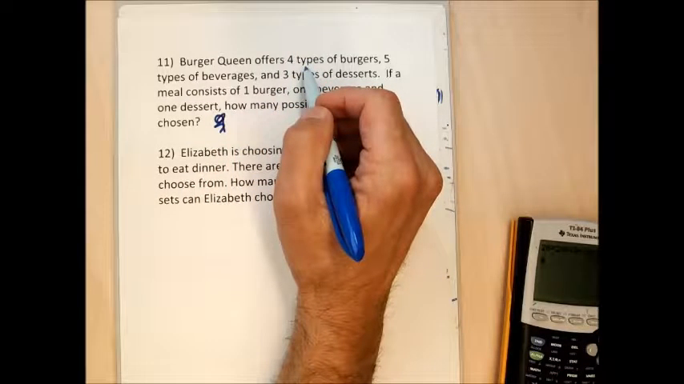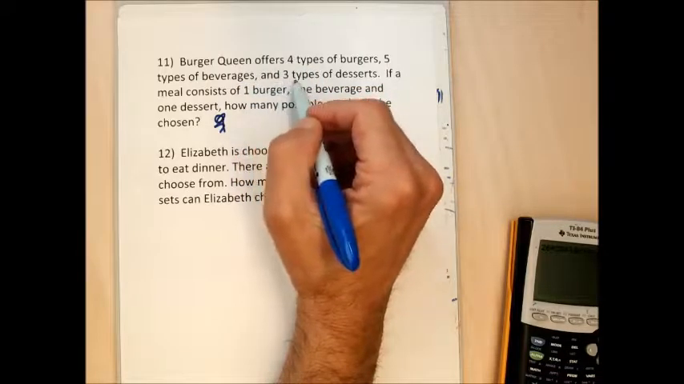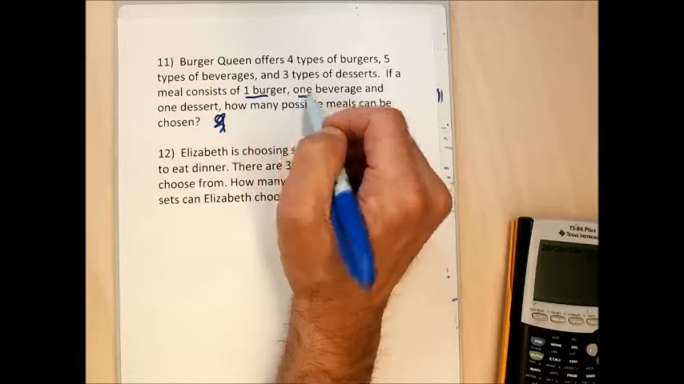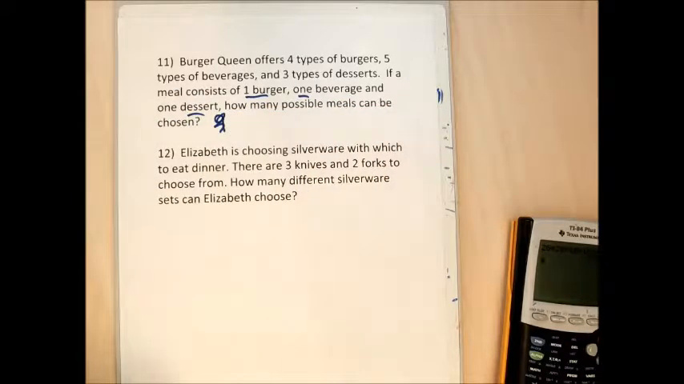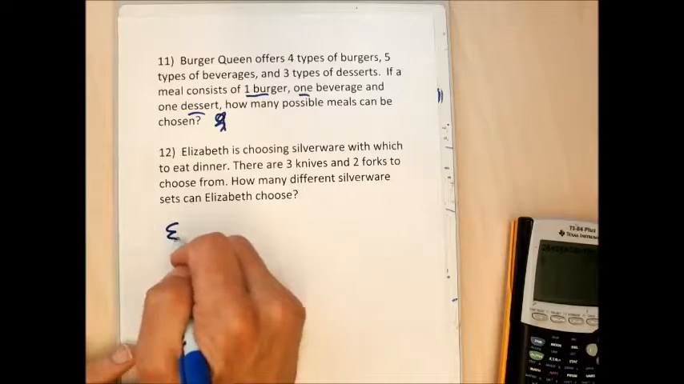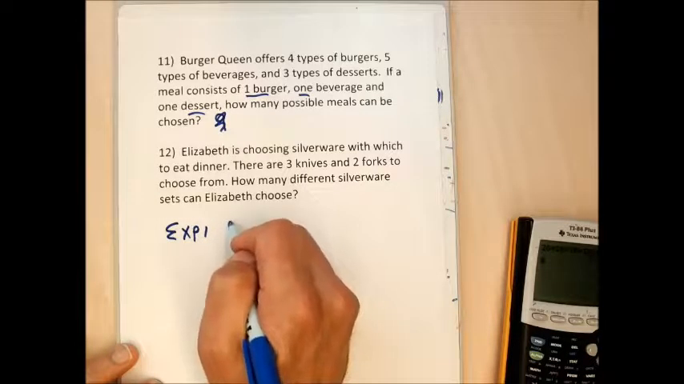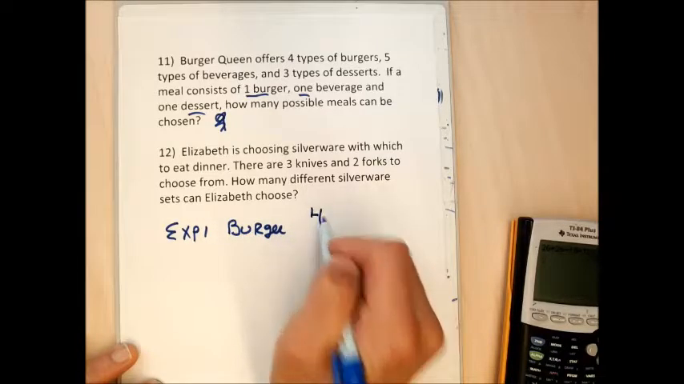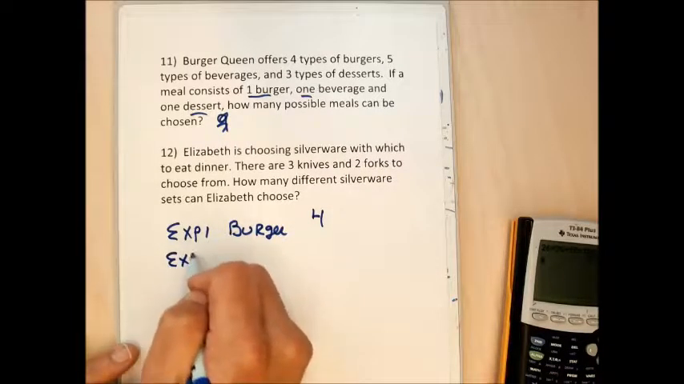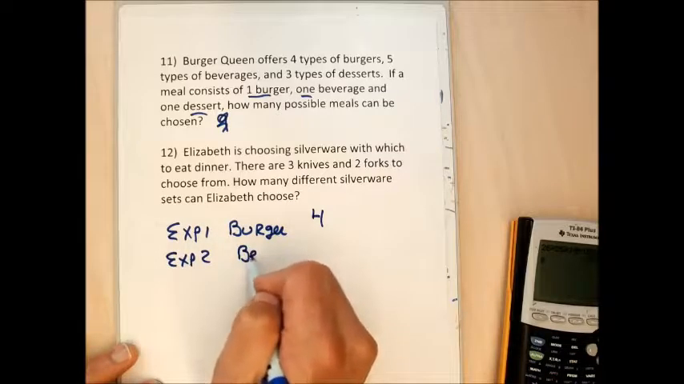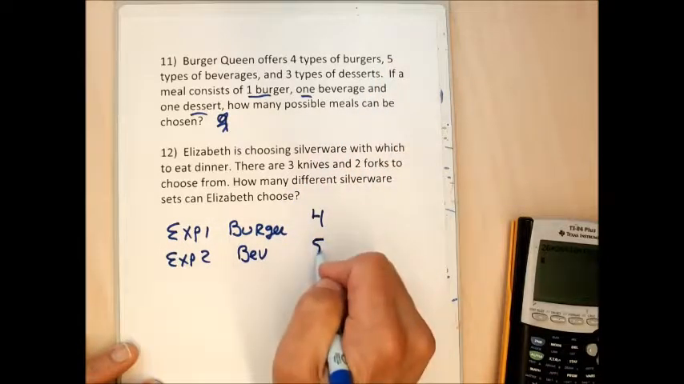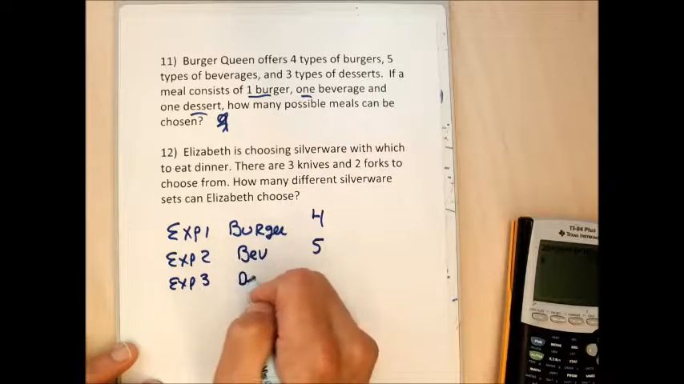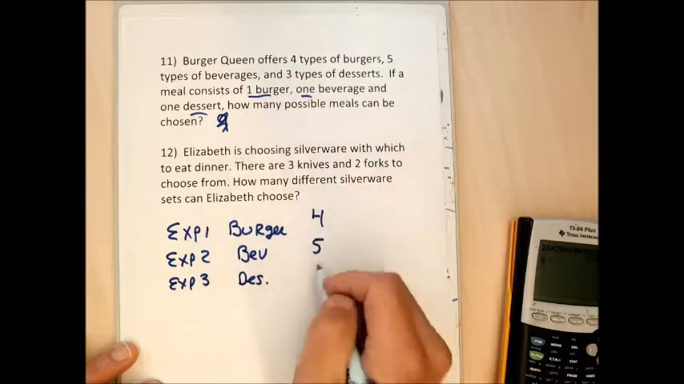So Burger King has 4 types of burgers, 5 types of beverages, and 3 types of dessert. If a meal consists of 1 burger, 1 beverage, and 1 dessert, how many possible meals are there? So experiment 1 is picking a burger. There's 4 different outcomes for it. Experiment 2 is picking a beverage, and there's 5 different outcomes for it. Experiment 3 is picking a dessert, and there are 3 different outcomes for it.